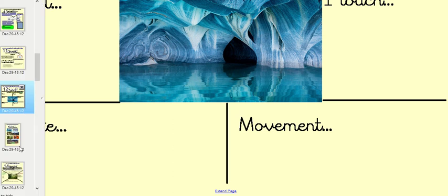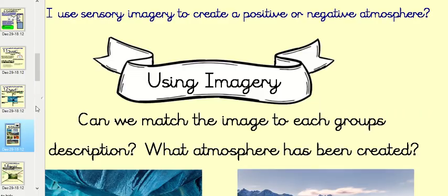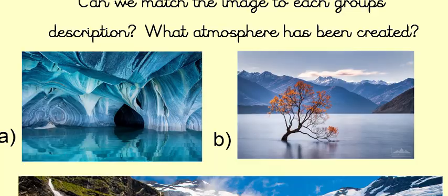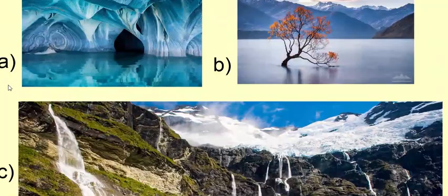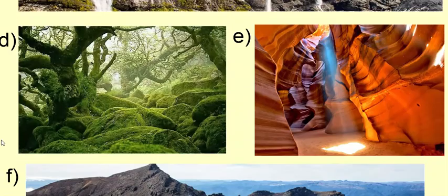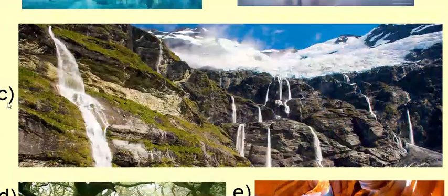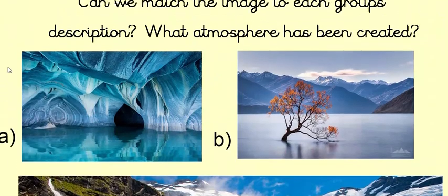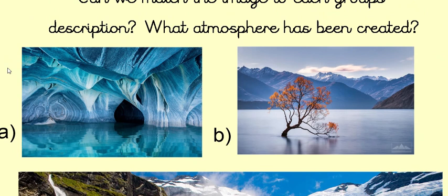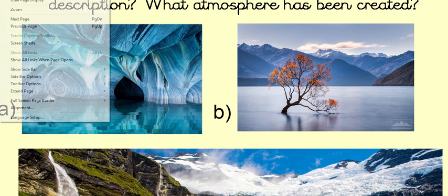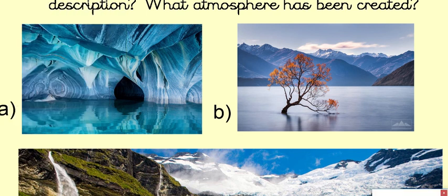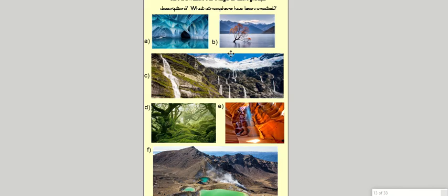So now I'm going to get up a set of pictures. As you can see, all these pictures, picture A, picture B, picture C, picture D, picture E, and picture F are amazing images that we can write some brilliant description for. I want you to pick one of these images. So quickly, go ahead and pick one of these images. Off you go.